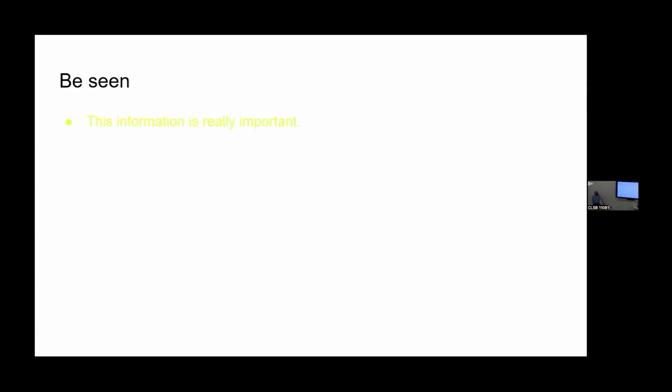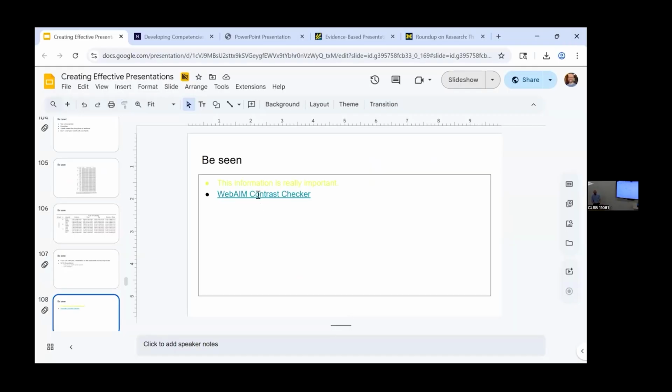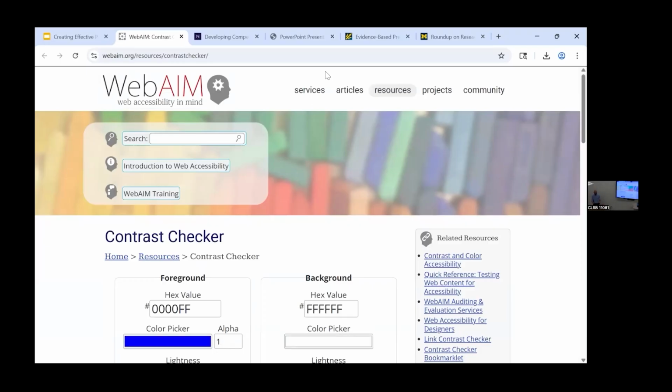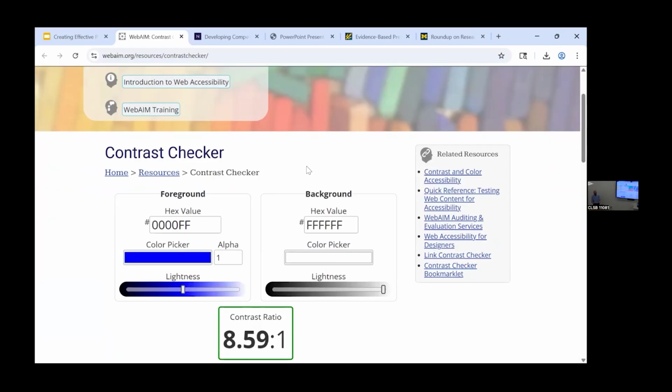Also on this, you want to make sure that what you're presenting can be seen. I recommend this highly useful WebAIM contrast checker. So that yellow text was difficult to see. Should have tested this.